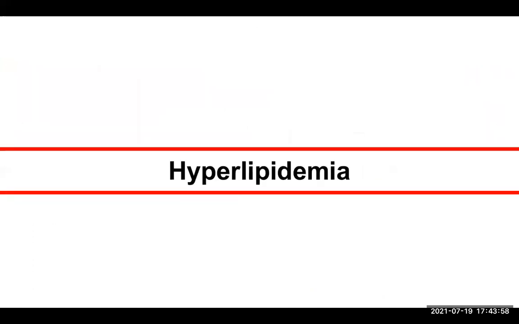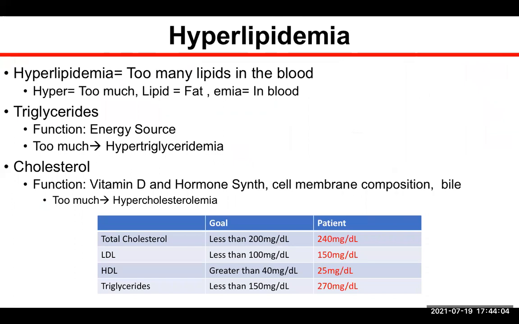So what ends up happening when you have too much fat in your body? You end up getting diagnosed with something called hyperlipidemia. It might sound like a big word, but it's not. Just go ahead and break it down. Hyper meaning too many, lipid meaning fat, and emia meaning in the blood. So you have too many lipids in the blood.